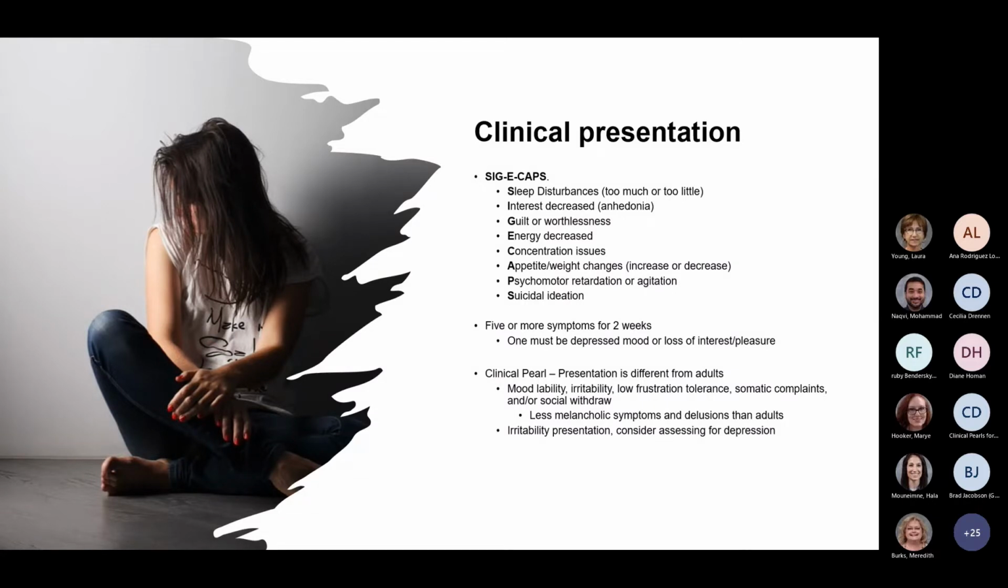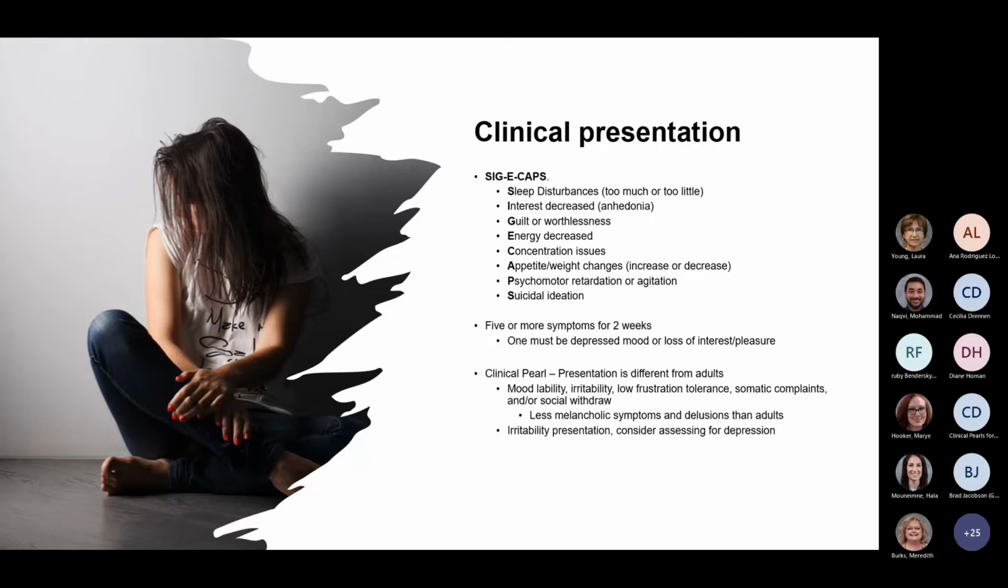As a clinical pearl for this, depression in children and adolescents presents much differently from depression in adults. In children and adolescents, we typically see a lot more mood lability, irritability, low frustration tolerance, somatic complaints, and or social withdrawal instead of them describing feelings of depression. Children and adolescents report fewer melancholic symptoms and delusions than adults.